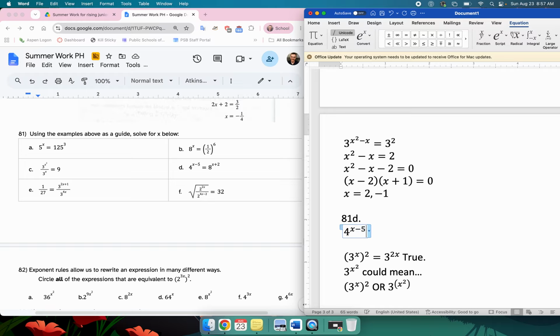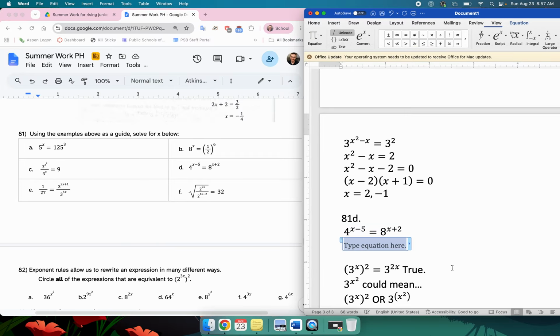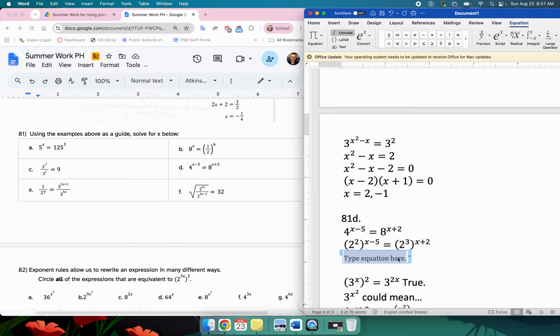All right, 81D. 4 to the x minus 5 equals 8 to the x plus 2. Yeah, this is much easier. Everything's a power of 2. So that's like 2 squared to the x minus 5 equals 2 cubed to the x plus 2.